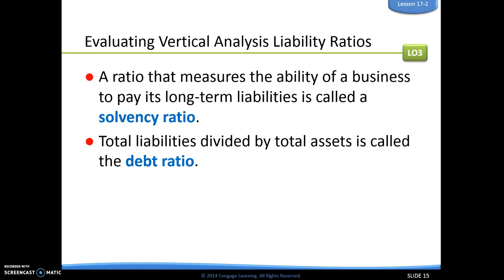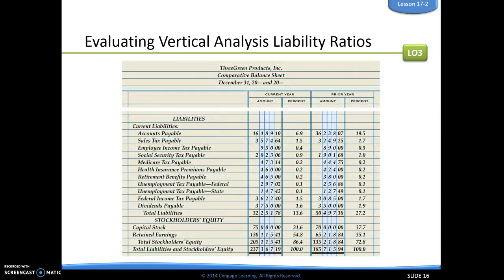Total liabilities divided by total assets is going to show something called our debt ratio. Okay, and all that's looking at is what do we owe divided by what we own. Okay, and that gives us our debt ratio. So two ratios you'll want to make sure that you know come test time.